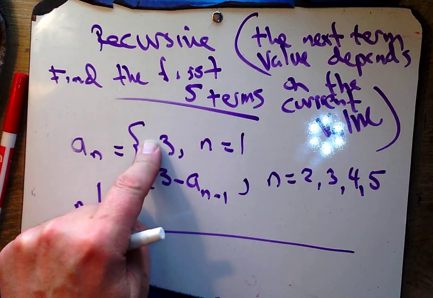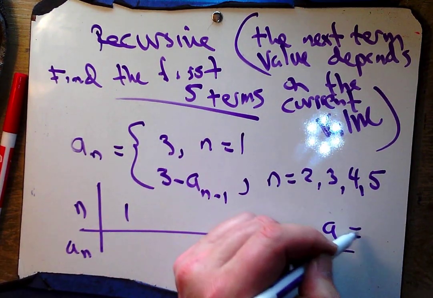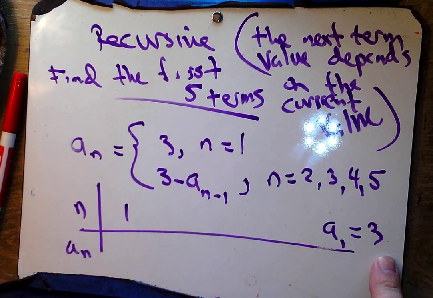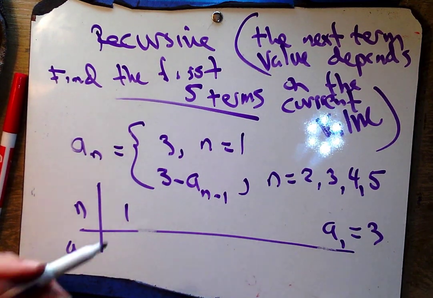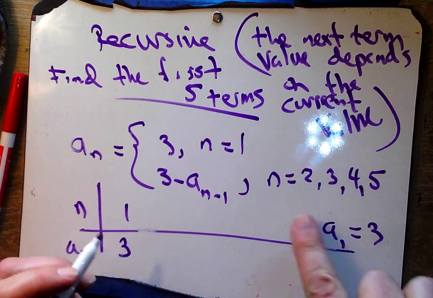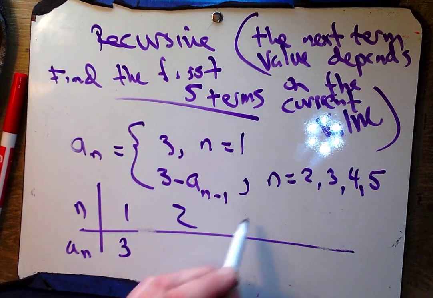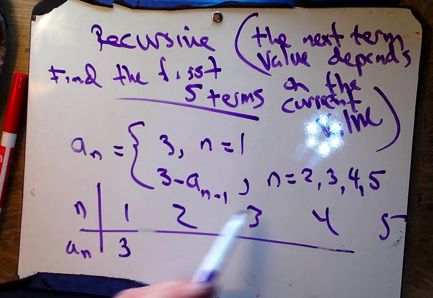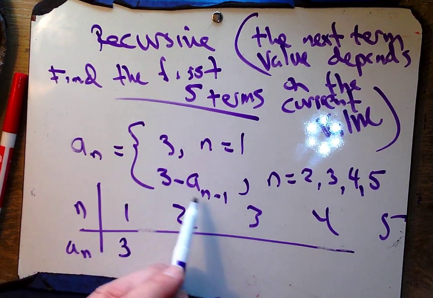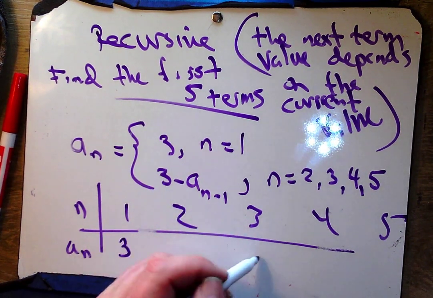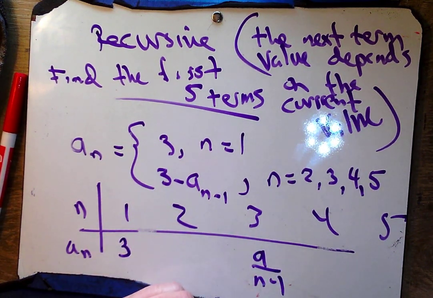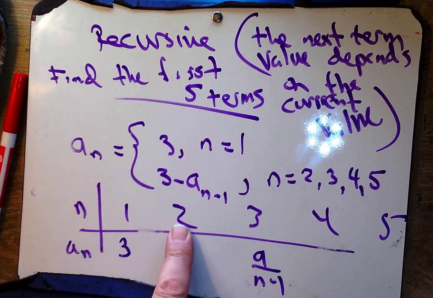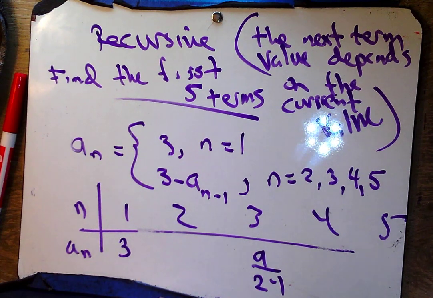Okay? Now, clearly, when n is equal to 1, I get 3. So a sub 1 equals 3. That's what I take from this first part. Aha, when I plug in a 1, the value is 3. Now, if I'm going to plug any of these other numbers in, like 2, 3, 4, 5, I have to use this piece here. So how do I understand this bunch of symbols here? Well, a sub n minus 1. n is the term number. So for the second term, I'm going to set n equal to 2. Okay?